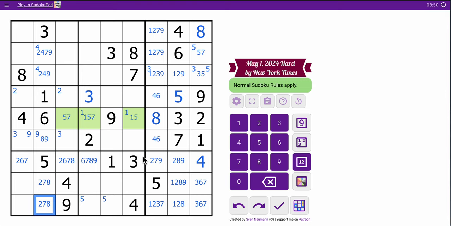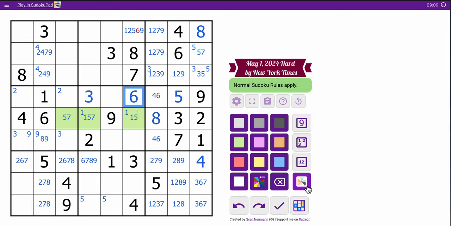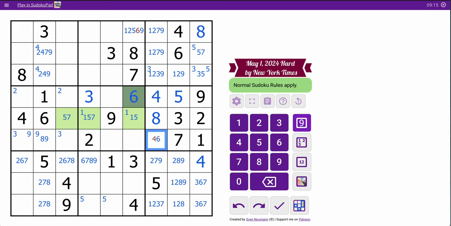I need 1, 2, 6. 1, 2, 5, 6, 9. Wait a minute, this is 1, 5, 9, and 2. That's a hidden 6. Okay, that'll place 4 and 6 in column 7, but not give me much else to go with.